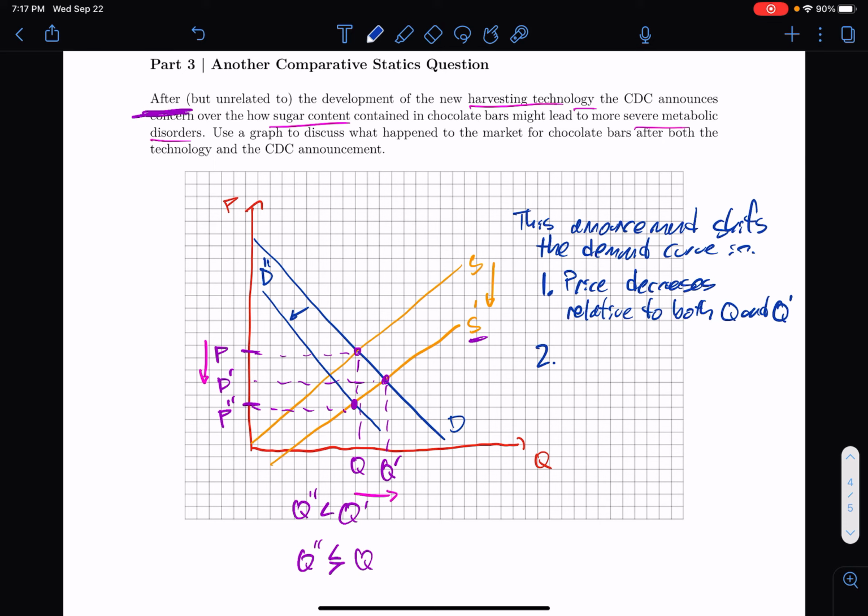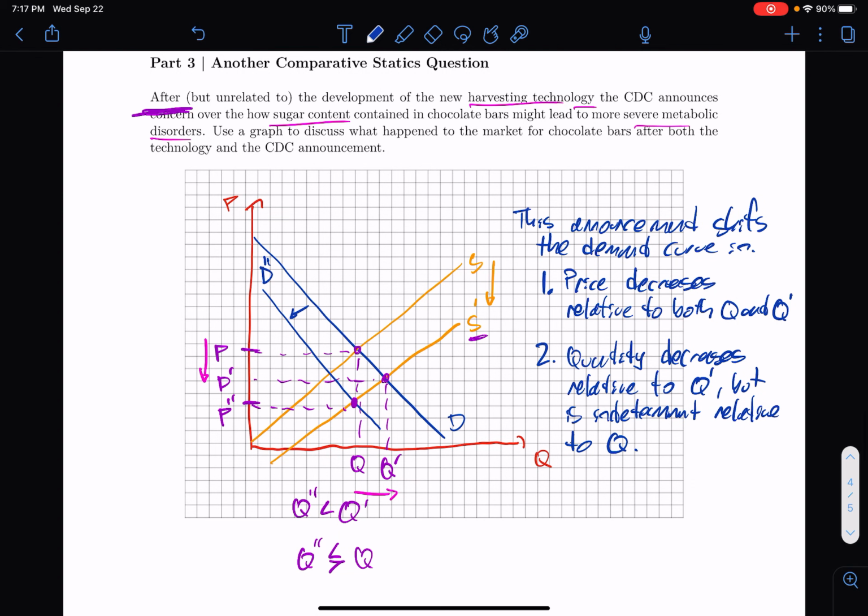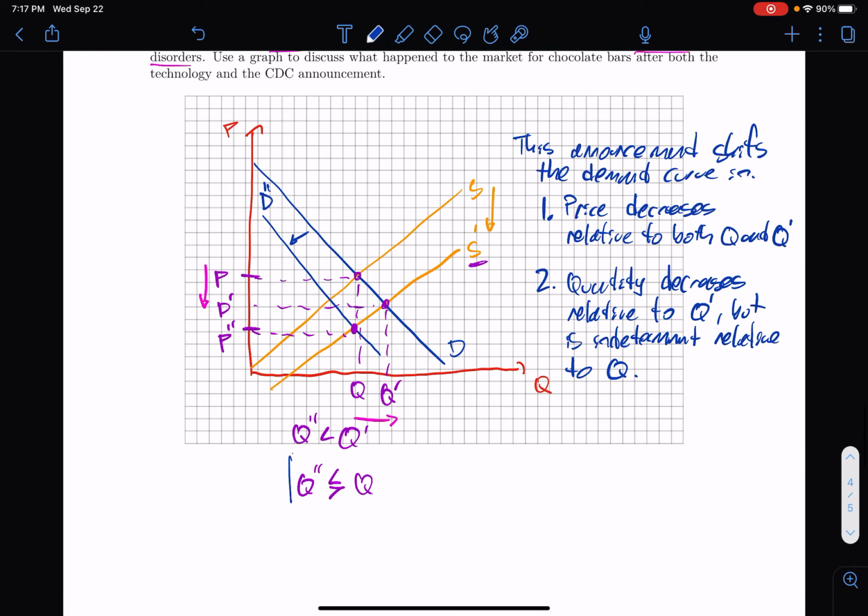And the second is quantity decreases relative to Q prime, but is indeterminate relative to Q. Okay, because we don't actually know its relationship to our original quantity. It depends on the magnitudes of the shifts of the demand curve and the supply curve.